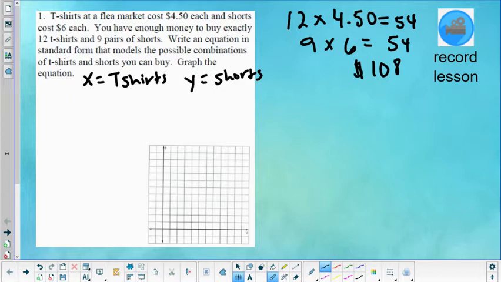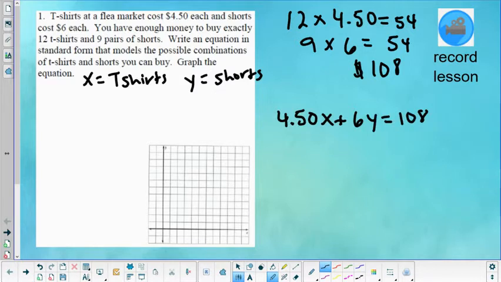Okay, so now we need to write our equation. So this involves the price of each item. So since the shirts cost $4.50 each, we're going to say 4.50x, that represents the t-shirts, plus $6y represents the cost of the shorts, and our total is 108.